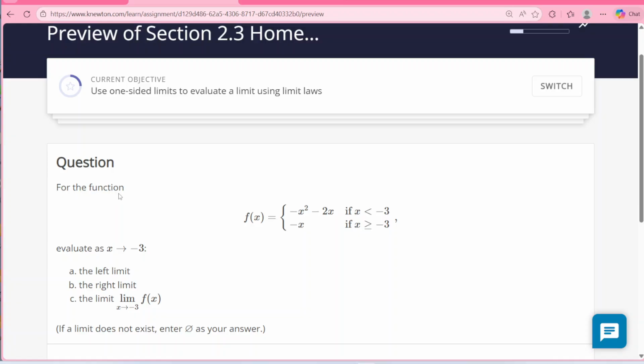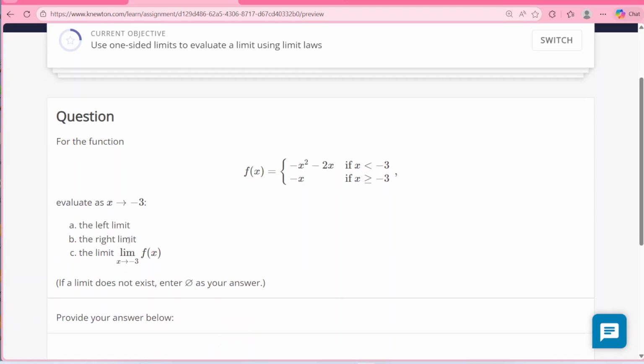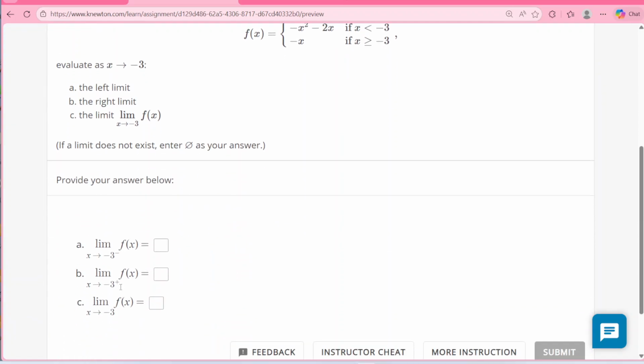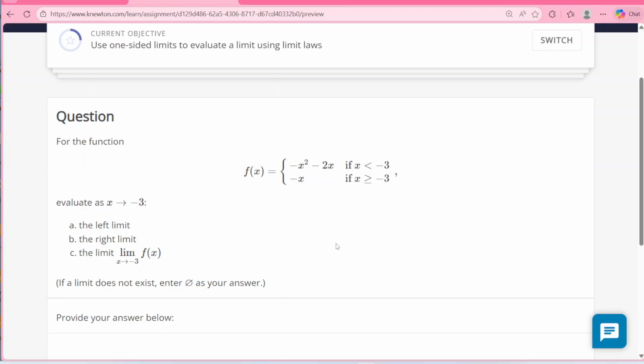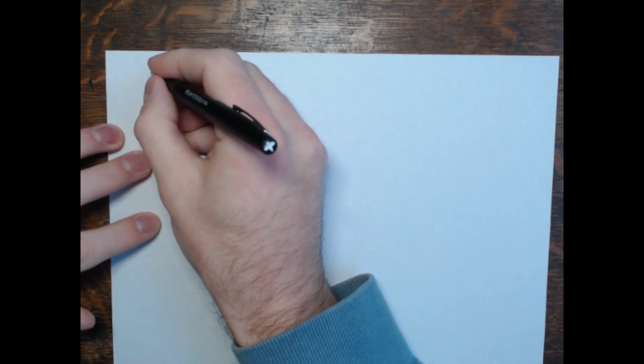So here, for this piecewise defined function here, evaluate what happens to the value of this function as x approaches -3 from the left, from the right, and then two-sided if it exists. Right? So again, I'll write this one out. You can do some plugging in, some direct substitution, but you got to pay attention. Know what piece you're on, what expression you're working with, right?